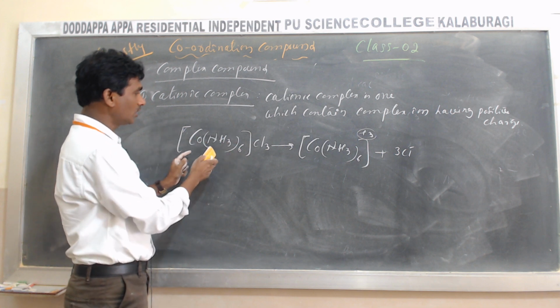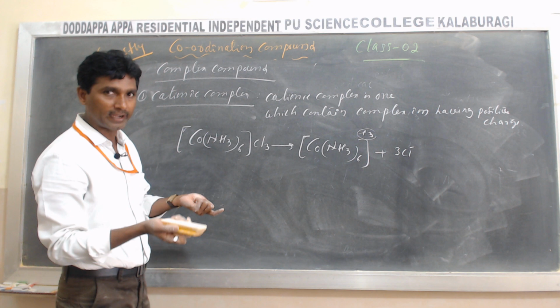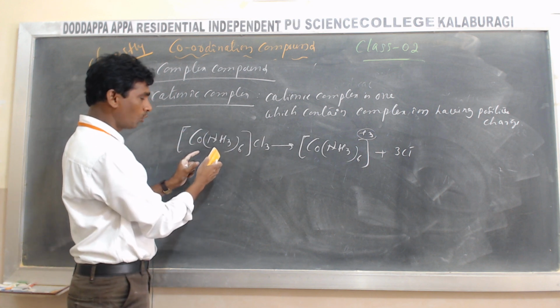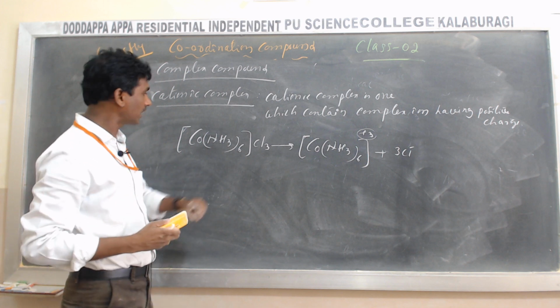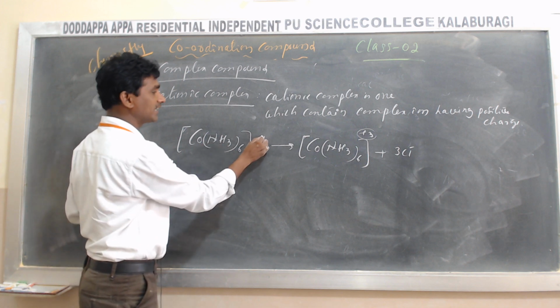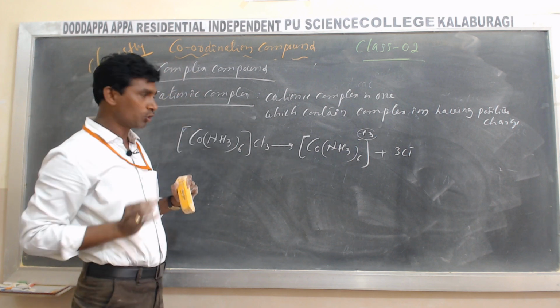How to identify it? First is the coordination entity, next to it is the counter ion, so it is called a cationic complex. Cl is negative and the coordination entity is positive, so no doubt it is a cationic complex.